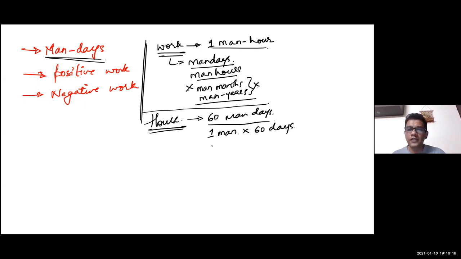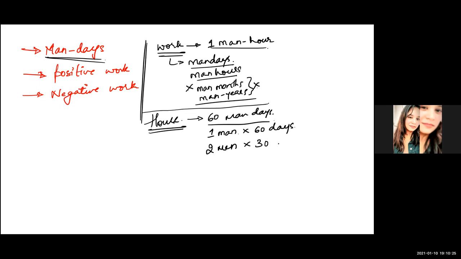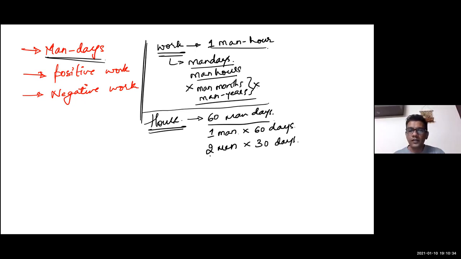So if there are 2 men working, will they require 60 days to complete the job? No, they will require 30 days. So what does this mean? The number of men into the number of days required is nothing but the total job that I have to do. So if I want this house to be constructed in 10 days, I will require 6 men working on it.